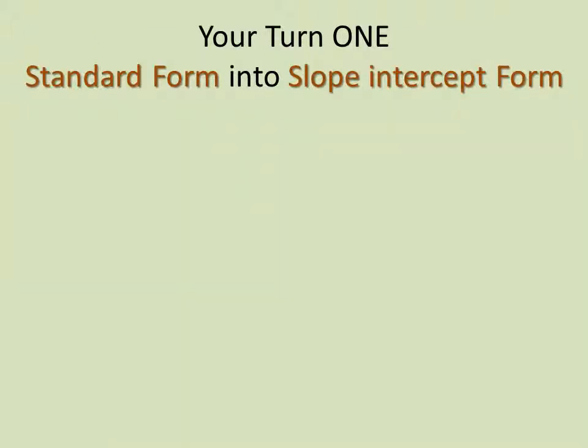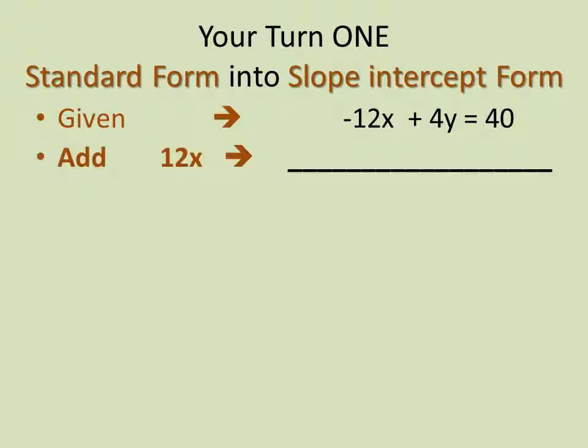Your turn, number 1. You are given an equation in standard form. Negative 12x plus 4y equals 40. What do you think you should do first? Did you say add 12x to both sides? Then you would have been right. Go ahead and do that on your paper. What are your results? Remember, you can pause the video anytime if you need extra time.